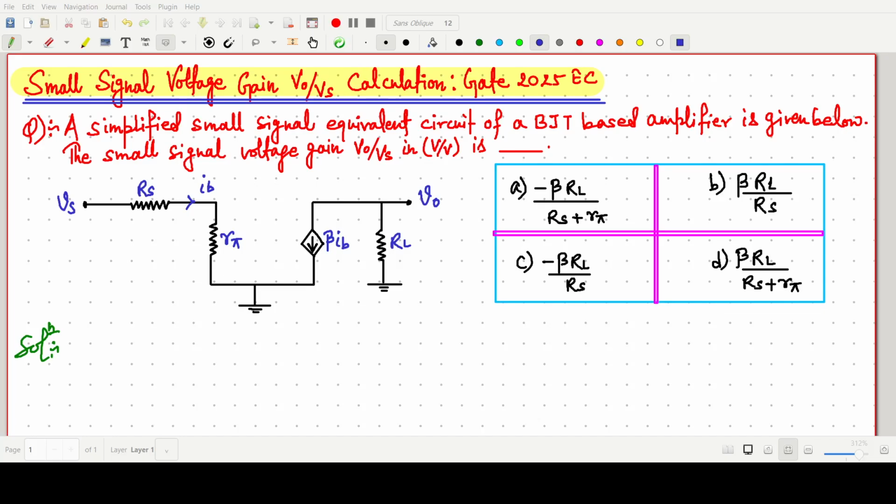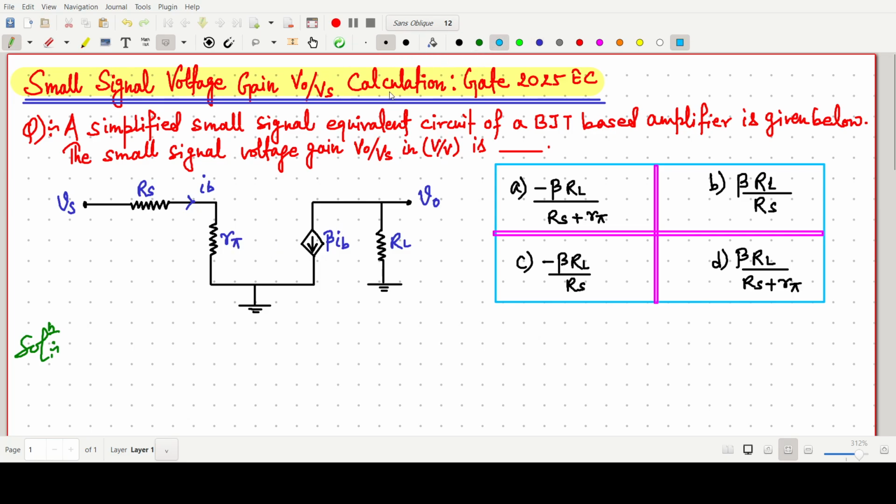Welcome everyone. In this video lecture, we will solve a GATE 2025 EC question in which we have to determine the small signal voltage gain V0 by Vs. A figure is given. The question is: a simplified small signal equivalent circuit of a BJT based amplifier is given below. So a small signal equivalent model of a BJT is given here.